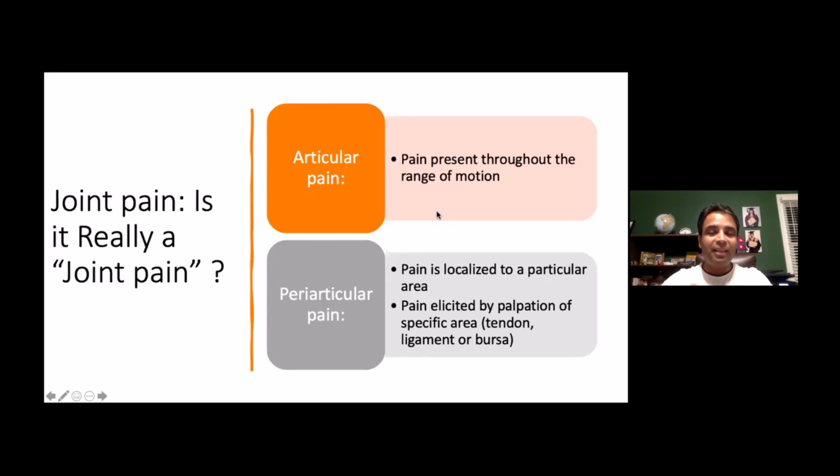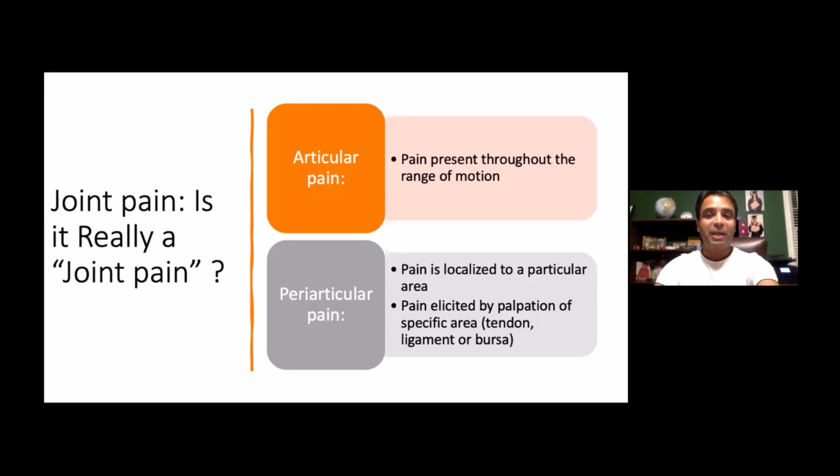Now, one of the key things we need to understand is when a patient comes with a complaint of joint pain, we have to make sure it is truly a joint pain. Many of the time we think of a symptom as joint pain, but when you take a detailed history and clinical examination, at the end you might reconsider whether it's truly a joint pain or not. There are many other what we call periarticular structures that could also give symptoms similar to joint pain.